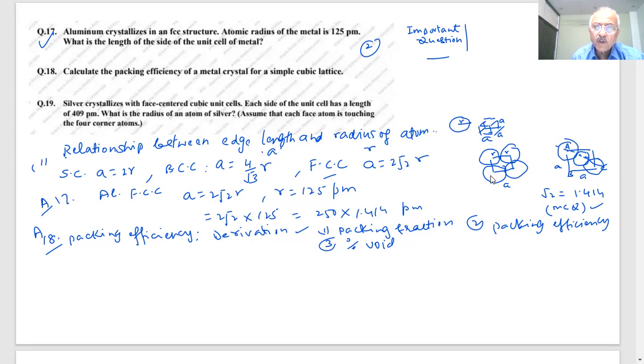Yes, sir. Question could be packing fraction or packing efficiency. These will be two different values. Four choices. Got my point? Okay. Yes, sir.